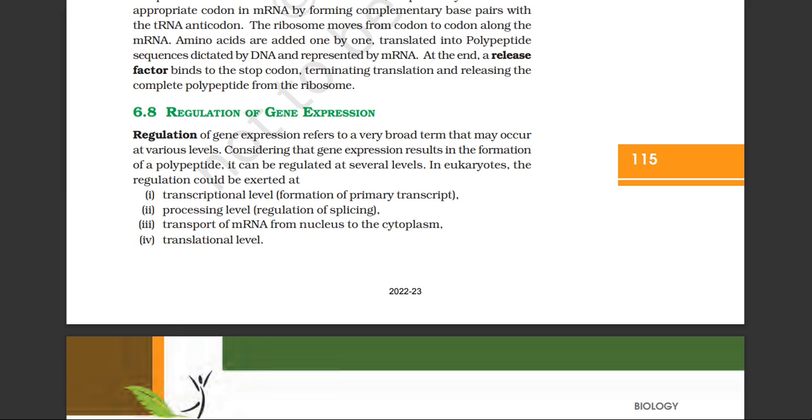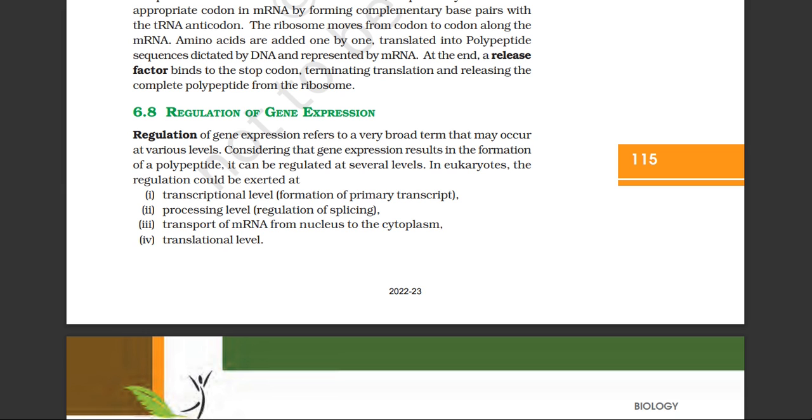Translational level. The genes in a cell are expressed to perform a particular function or a set of functions. For example, if an enzyme called beta-galactosidase is synthesized by E. coli, it is used to catalyze the hydrolysis of a disaccharide, lactose, into galactose and glucose. The bacteria use them as a source of energy.